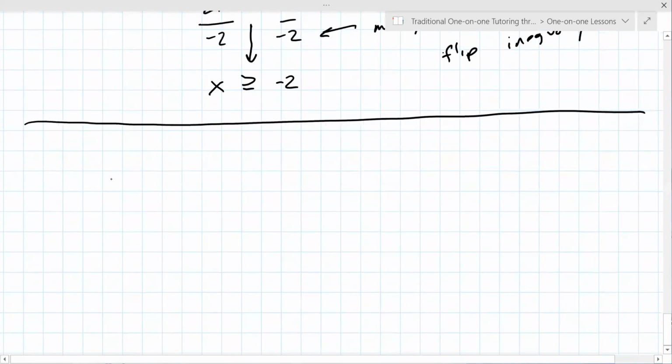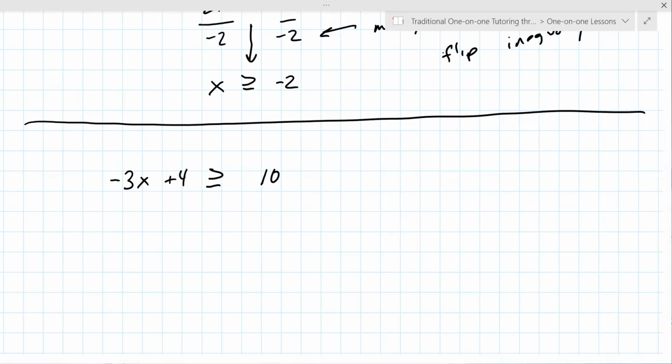Let me have you actually try this one. Minus 3x plus 4 greater than or equal to 10. So give that a try, please.